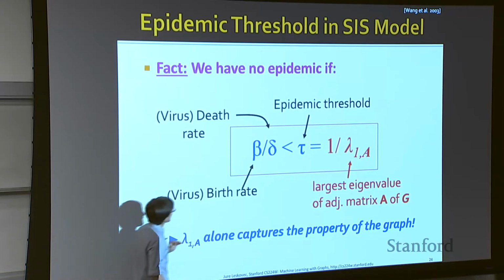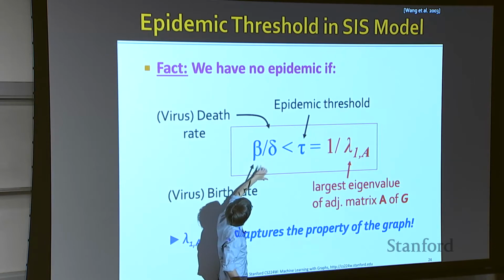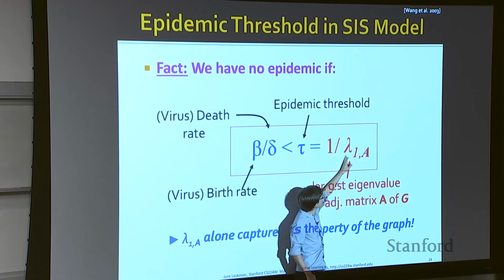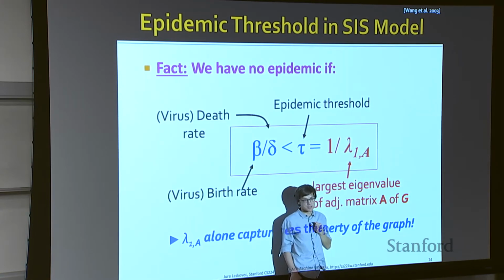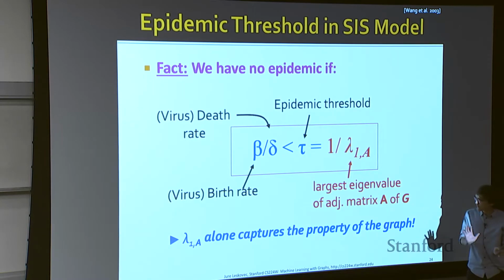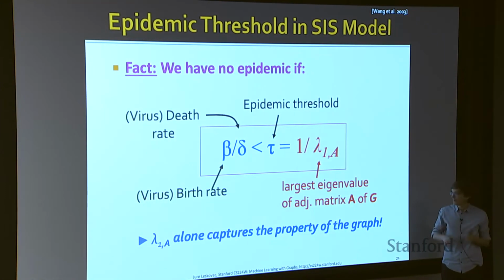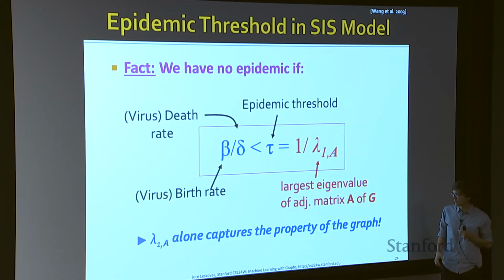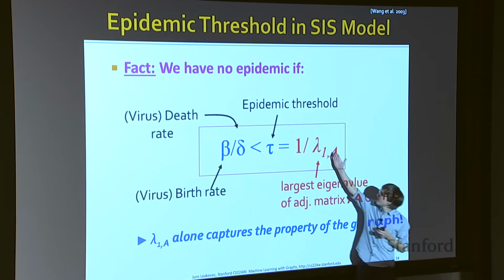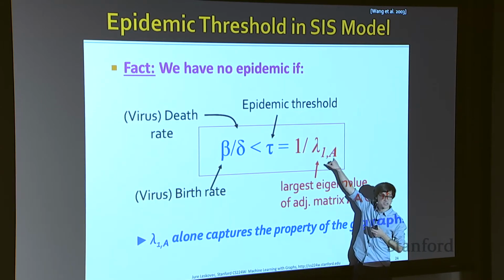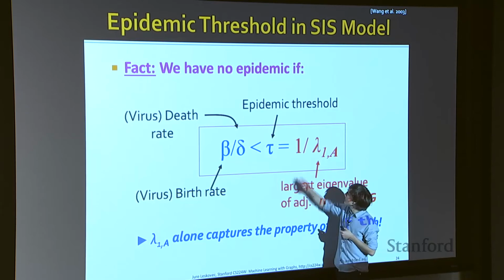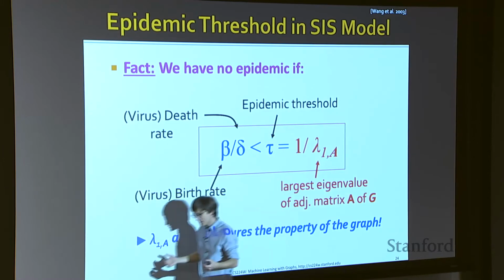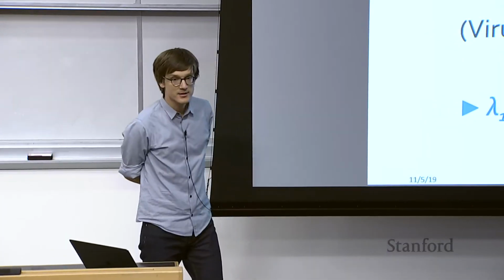But there's an elegant result that says that the epidemic will die out if beta over delta is less than tau, where tau is 1 over the largest eigenvalue of the graph adjacency matrix. Eigenvalues of the graph adjacency matrix, which we have already talked about with spectral clustering and PageRank, are extremely informative to describe the structure of the graph. Here, all we care about is the largest eigenvalue of the adjacency matrix. If beta over delta is less than 1 over the largest eigenvalue, then the virus will die out. Otherwise, the virus will survive.